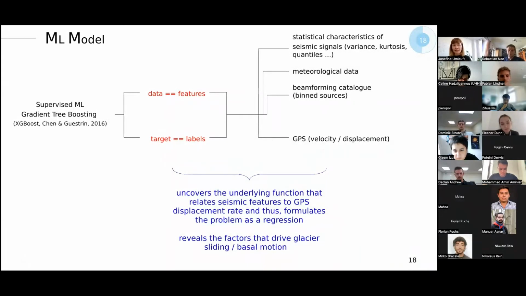And in the end, the main goal was for the machine learning model to uncover the underlying function between those features from the seismic data to the GPS velocity. What supervised machine learning or gradient tree boosting also gives you is a feature importance in the end. So it tells you which of your features were actually most important for the prediction. And we hoped for that result to show us which are actually the factors that drive the GPS velocity.